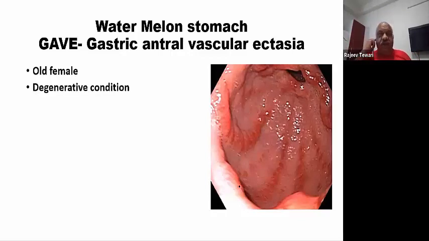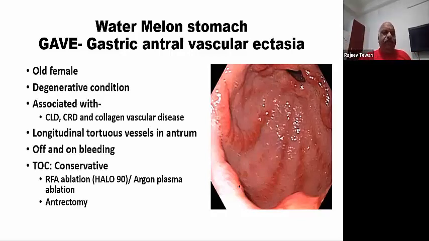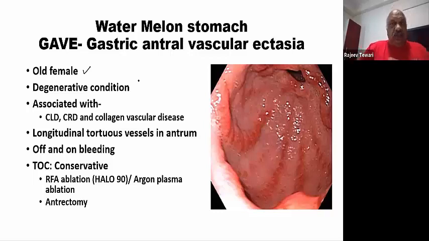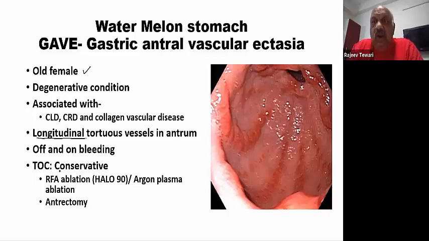Next, downward, next. Common in old females. It's a degenerative condition, so obviously old age. More common with chronic liver disease or chronic renal disease. You can see longitudinal vessels and they bleed off and on. They don't bleed profusely, but they bleed off and on. Treatment is usually conservative, or you can stop the bleeding by radiofrequency ablation or argon plasma ablation. Antrectomy is not the treatment of choice, but this is the surgical treatment of choice. If the bleeding continues and you have to do surgery, it should be antrectomy. It's a very old MCQ. What is the surgical treatment for GAVE? And the answer was antrectomy, but it's not treatment of choice.